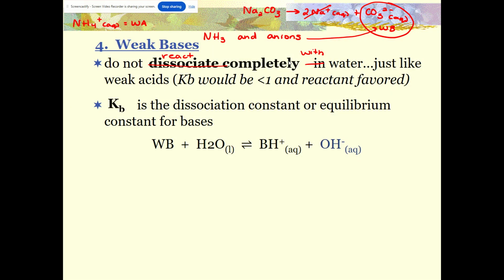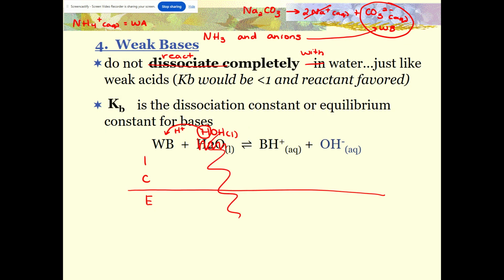Now remember, if I were to write the KB expression for this, a base is something that accepts a hydrogen. A weak base is something that accepts a hydrogen when it reacts with water. So taking the hydrogen away from water, this weak base gains a hydrogen to become the conjugate acid, and the water is left as hydroxide. Like we looked at yesterday with weak acids, if I were to now write an equilibrium table, an ICE table, we omit the water because it's a liquid.